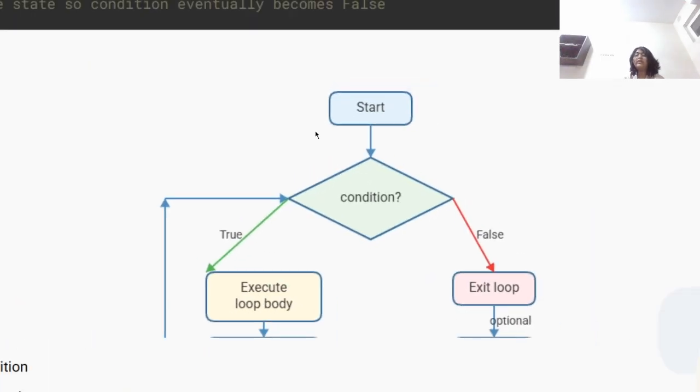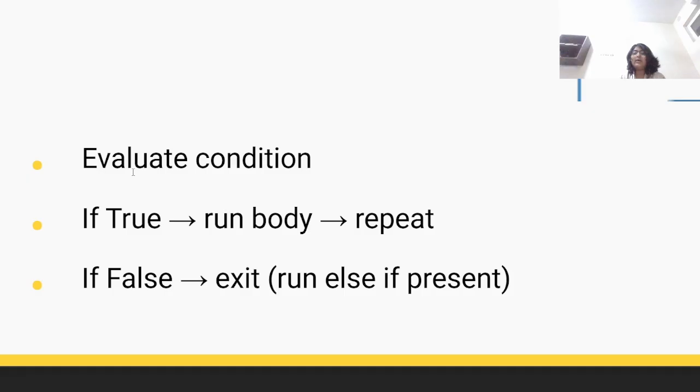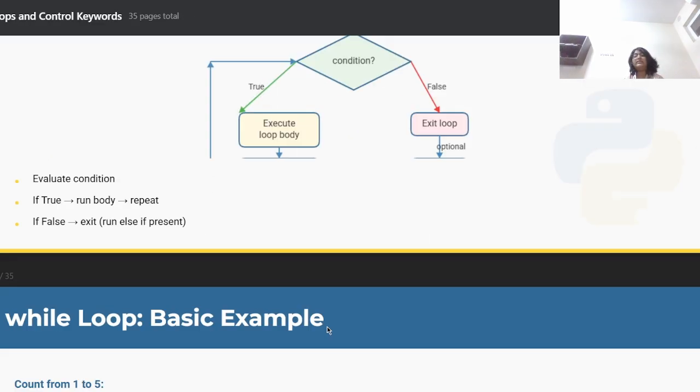This is the algorithm which shows how it runs. We are starting the code. There is a condition. If it is true, it executes the loop body. If it is false, it exits the loop. It will continue running while the condition is true until it becomes false. In the evaluation, if the condition is true, it will run the body and keep repeating until it goes to false. The moment it goes to false, it exits and runs else if present.